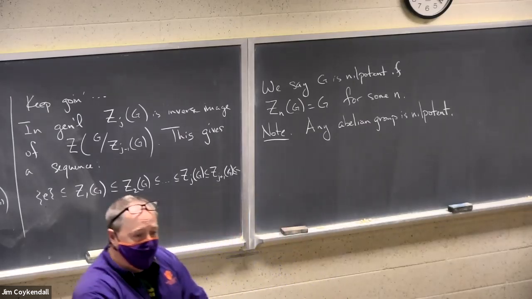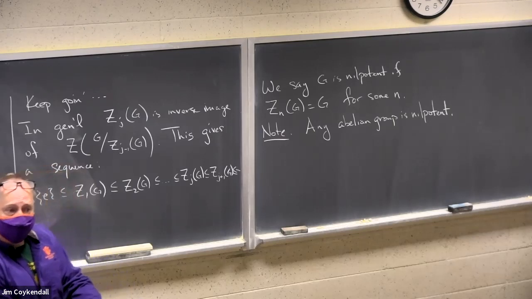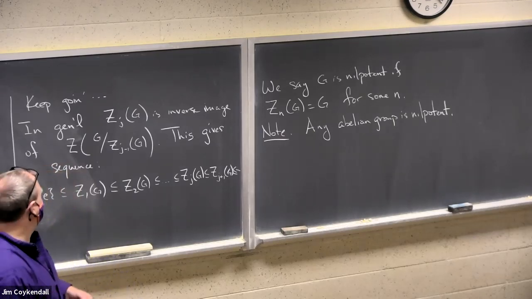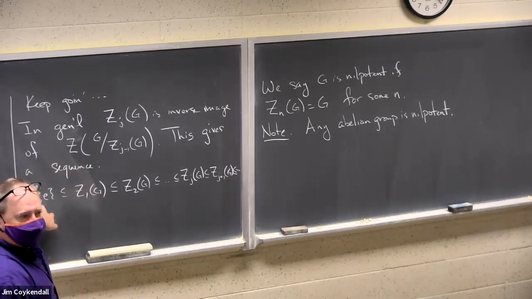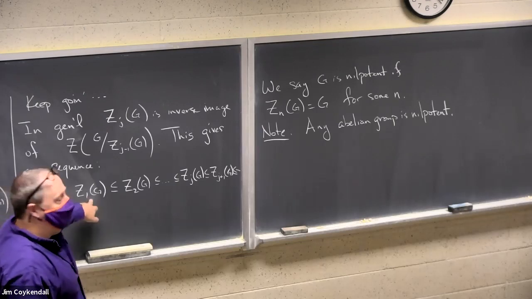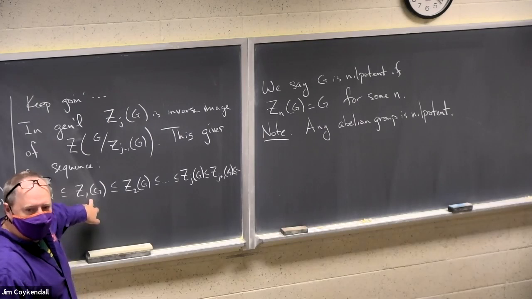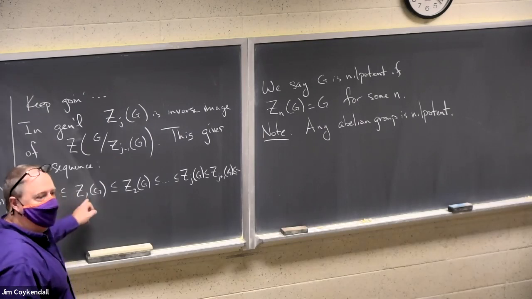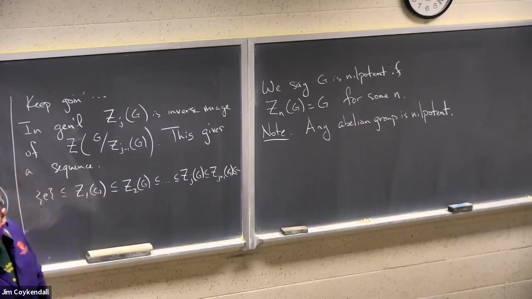And actually, I'm going to give you a theorem that sort of shows this in a way. Let me tell you what happens in the abelian case. In the abelian case, you go from the identity E to Z1(G), which is the center of G. If it's abelian, the center of G equals G, and you actually reach G in the first step. Here's another theorem.